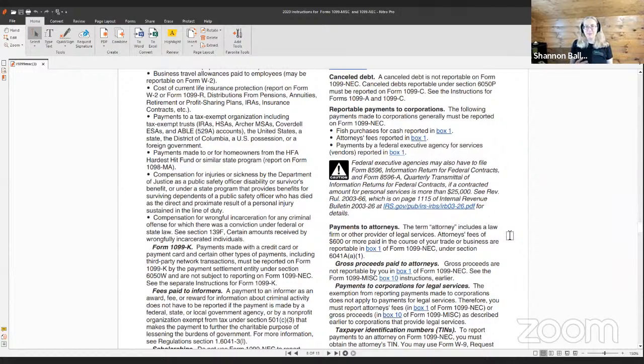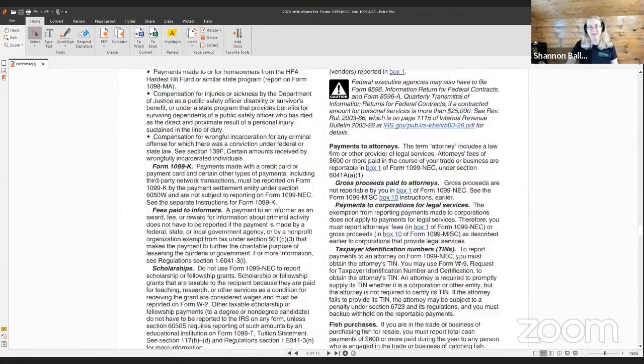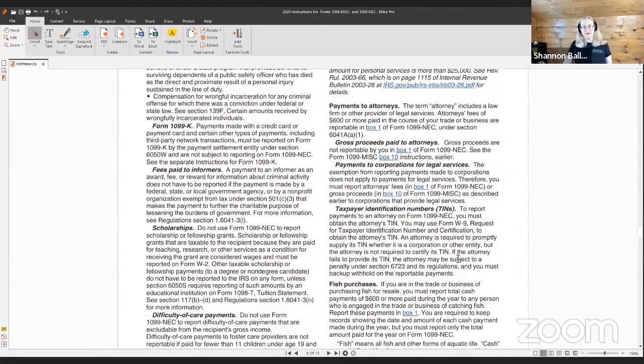So the big thing is cash and cash equivalent is the only thing that we report on a 1099 NEC, and payments for services to people other than actual W-2 employees. All right, and payments to attorneys get really confusing because some payments to attorneys go on a 1099 miscellaneous and some go on a 1099 NEC.